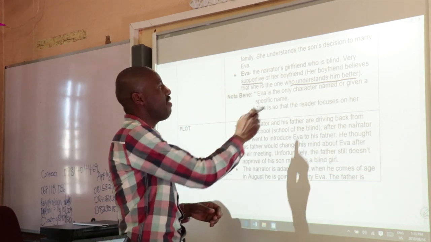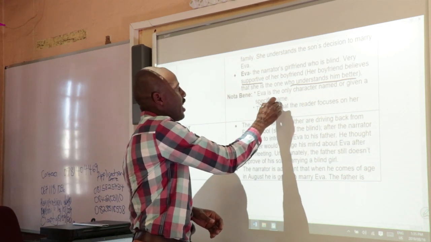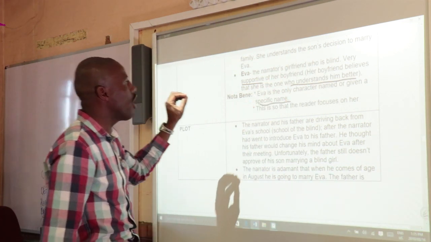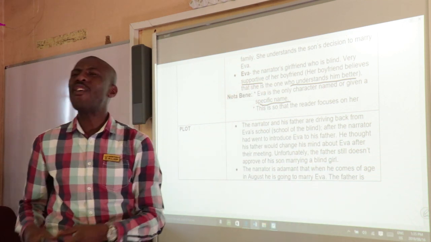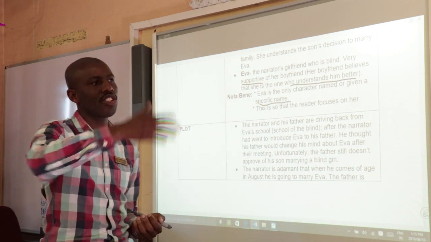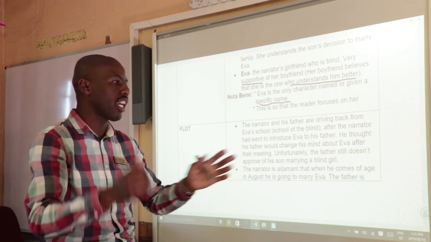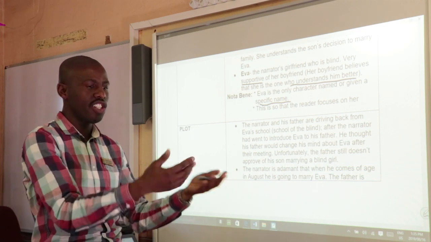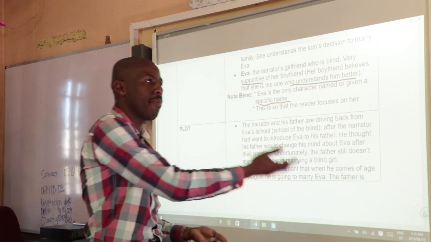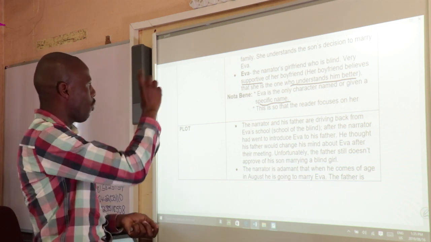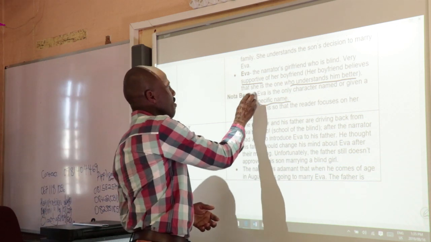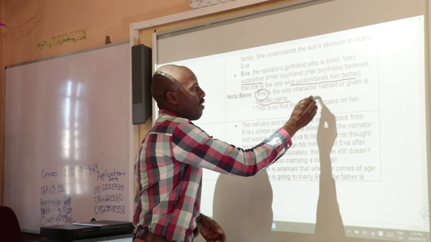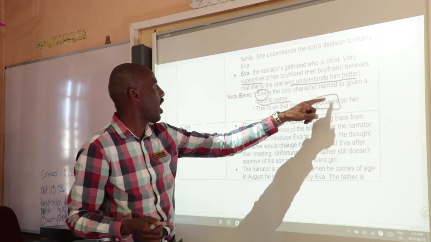Interestingly, Eva is the only character that is given a specific name. The others are the narrator, speaker, father, mother, but Eva is the only one given a specific name. Now, normally, when the story has got characters without specific names, a boy, a girl, a gardener, a mother, a father, it's normally a generalization, meaning this is a stereotype, these people represent other people in our society. But when this one is given a specific name, Eva, it means the reader must focus. The writer wants the reader to focus on her.